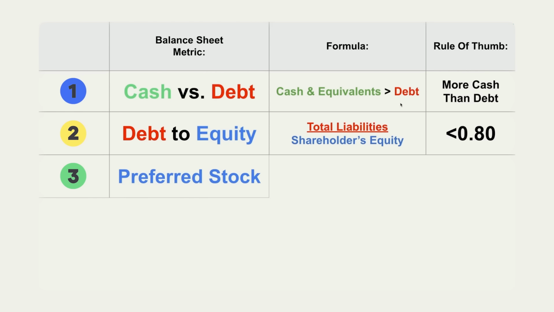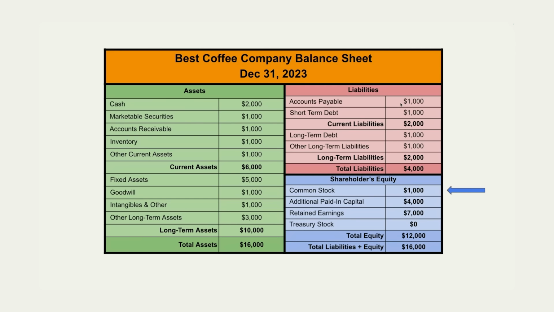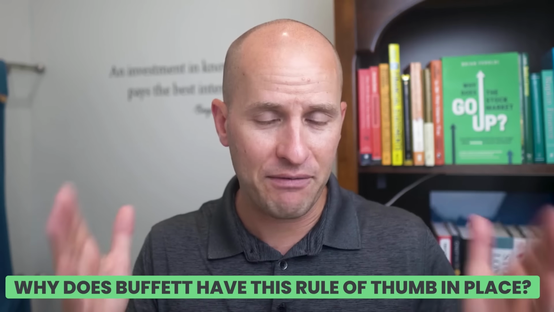Rule of thumb number 3 relates to preferred stock. The formula here couldn't be simpler. The preferred stock equals 0. So his rule of thumb is that a company does not have any preferred stock on its balance sheet. Now, every balance sheet you see will have its own layout and terms, but generally speaking, preferred stock will be one of the first line items that you see in shareholders' equity. In this case here, this company does not have any preferred stock listed, which would be a good thing in Buffett's eye.